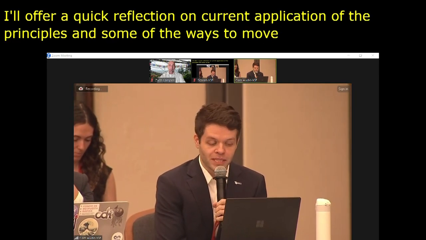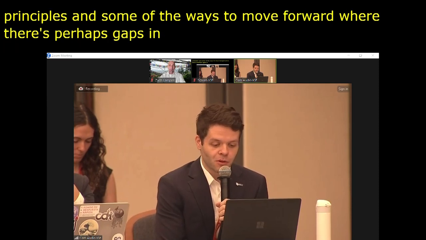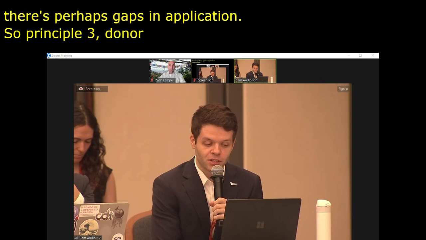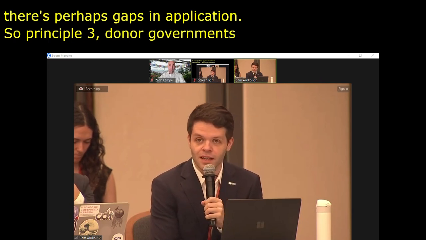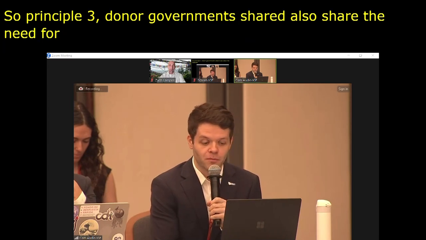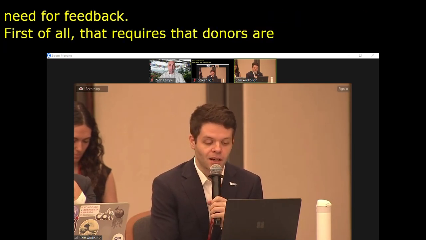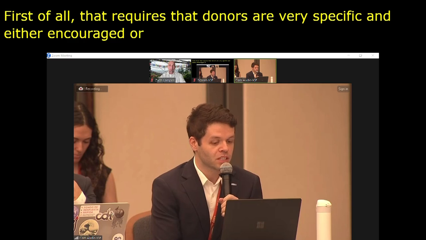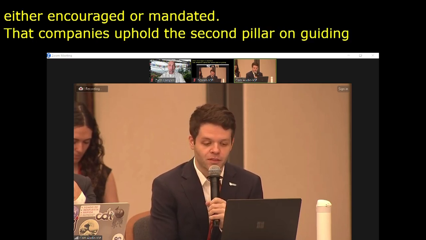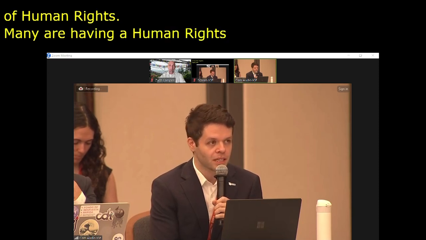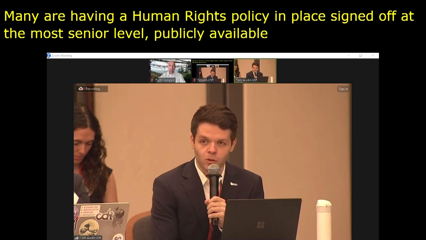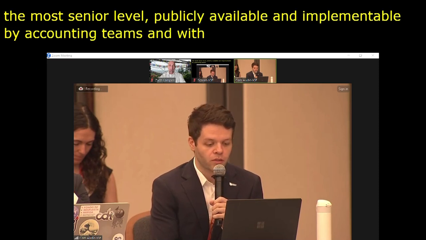So looking particularly at Principle 3, within that there's reference to donor governments also emphasizing the need for industry to remain accountable to address critical feedback from civil society and human rights defenders. I think firstly that requires that donors are very specific in either encouraging or even mandating that companies uphold the second pillar of the UN guiding principles on business and human rights, mainly by having a human rights policy in place, signed off at the most senior level, publicly available and implemented by accountable teams, and with the right degree of transparency. And that, of course, should include a commitment to respect the work of human rights defenders.